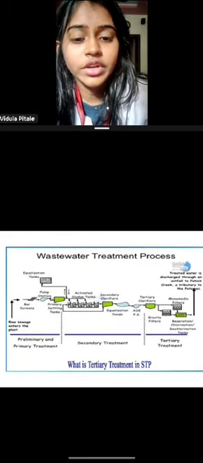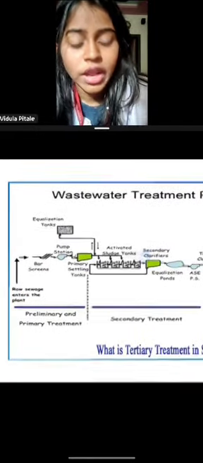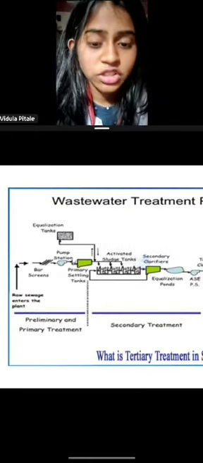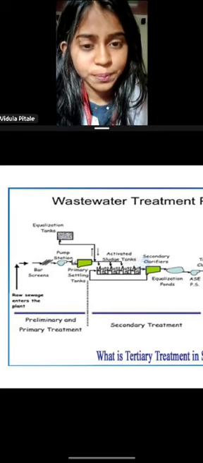This diagram shows every step of the treatment. First, primary treatment. Raw sewage enters the plant and is passed to the bar screen, and then the pump station, then the primary settling tanks, and then it is passed to the equalization tank.